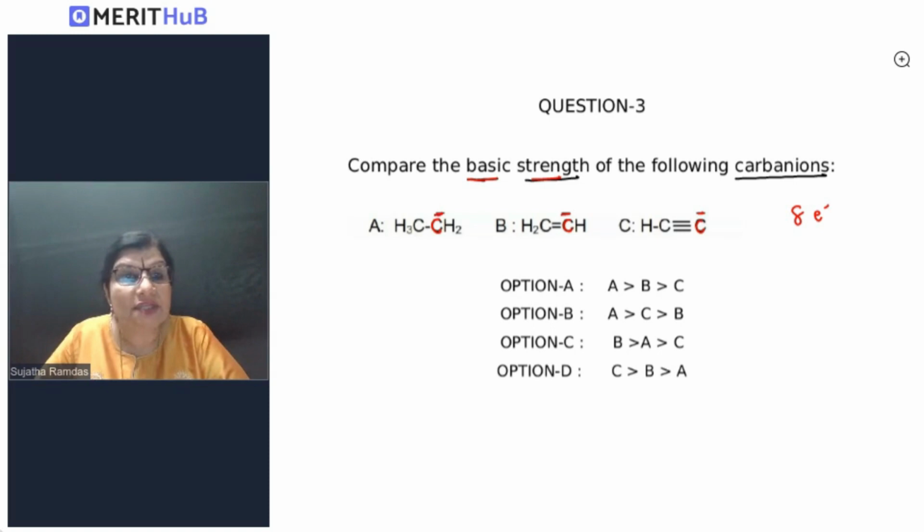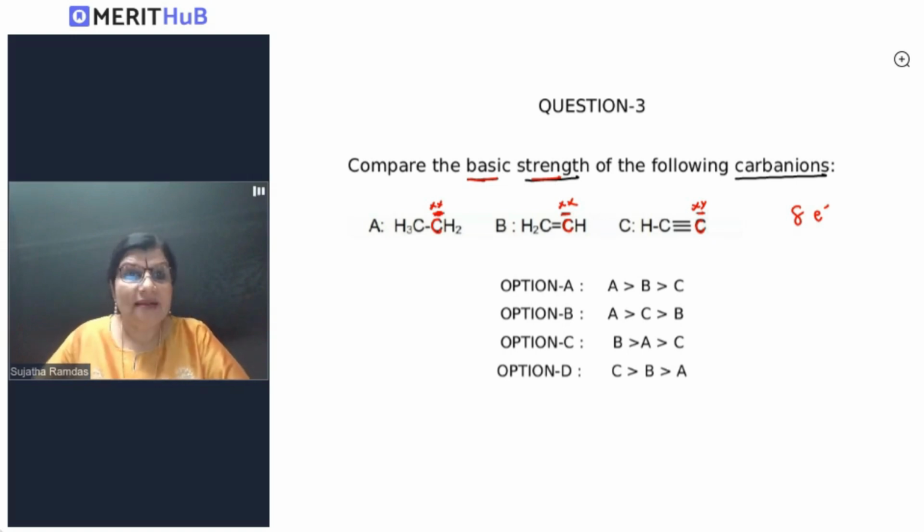Now, the negative charge on the carbon atom implies that it can use this pair of electrons to accept a proton, and hence it can act as a base, right? So greater the availability of this lone pair of electrons on the carbon atom of these carbanions towards accepting a proton, stronger will be the base. So we have to find out which of these carbanions will donate this lone pair of electrons and accept a proton most readily.